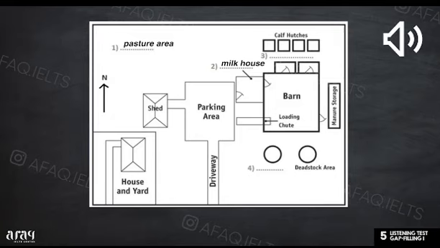To the north, you will find the calf hutches, which are located just beyond the maternity pens.